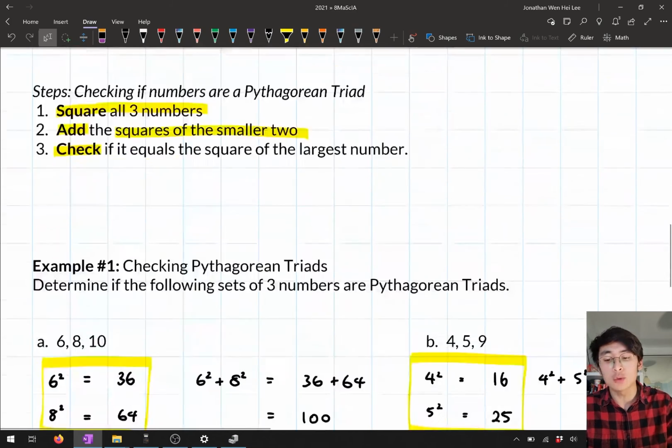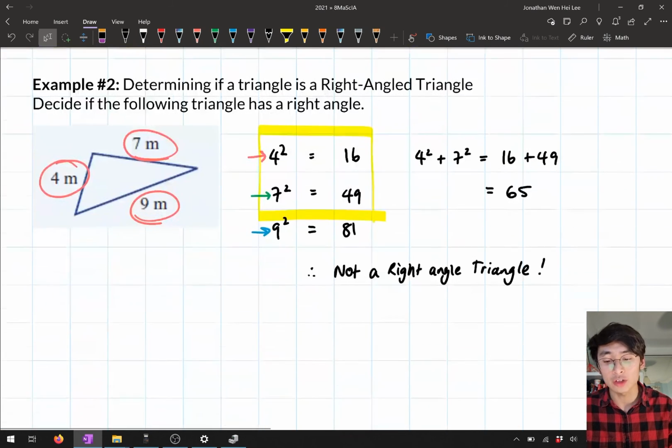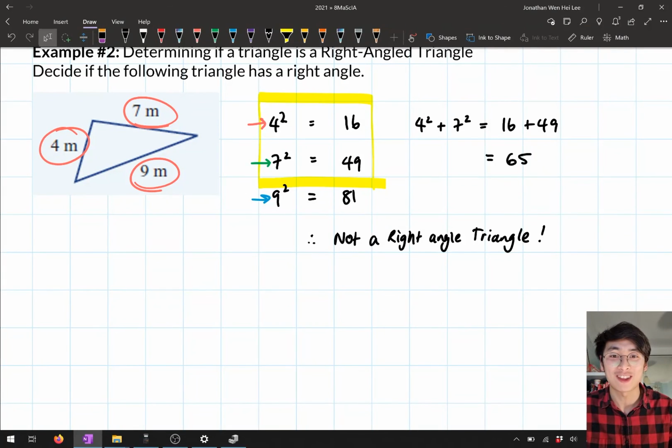And so what we were able to do is check if three numbers made Pythagorean triads. Pythagorean triads are just three numbers that fulfill the criteria of Pythagoras' theorem. We also then went on and used this skill to help us check if a particular triangle had a right angle in it.